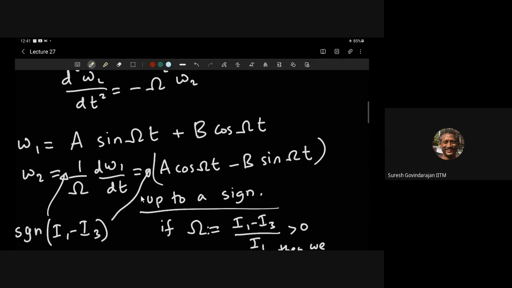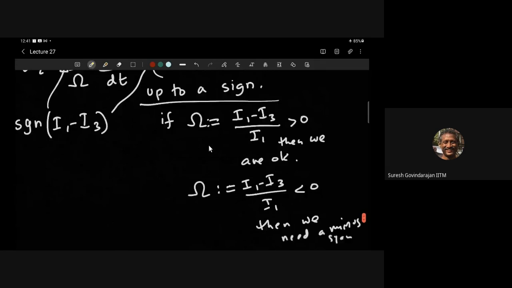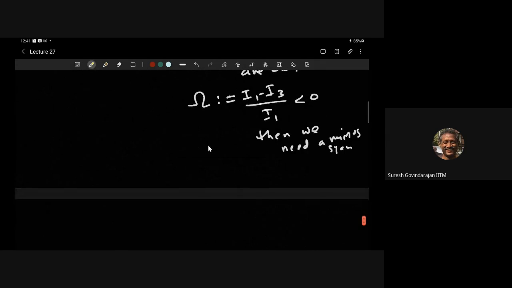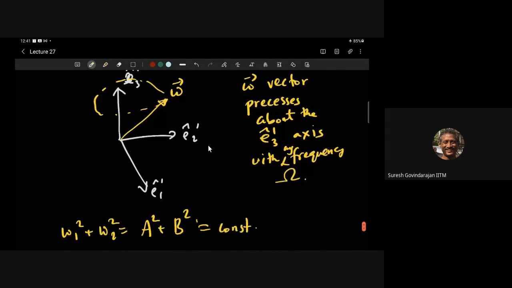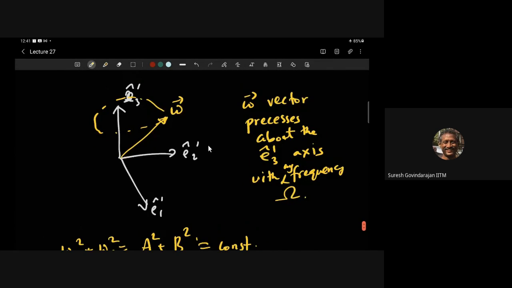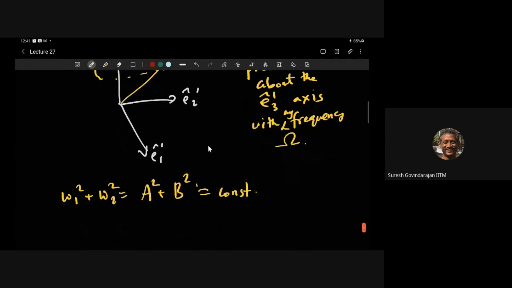And then if you wait for a half cycle of this omega, what you will see is that omega 1 will be non-zero, and omega 2 will be 0. So it is the usual precession, but this is the precession of the angular velocity. The vector doesn't change, the magnitude of the vector doesn't change, but that is this picture which I have. Is this clear? Yes, I got it. Okay, good.